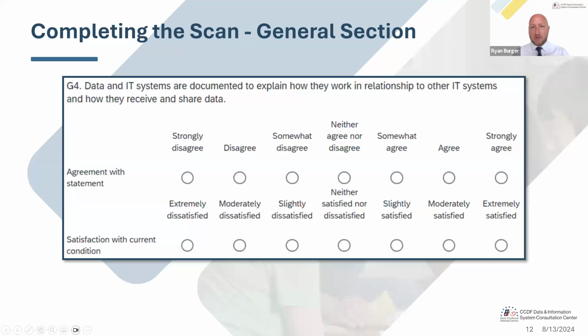Our next example is question G4. So this question asks about how data and IT systems are documented to show their relationships with other systems and how they share data. This question highlights the various ways a lead agency might use technology to support the CCDF program and may implement the same concept of data sharing in many different ways.